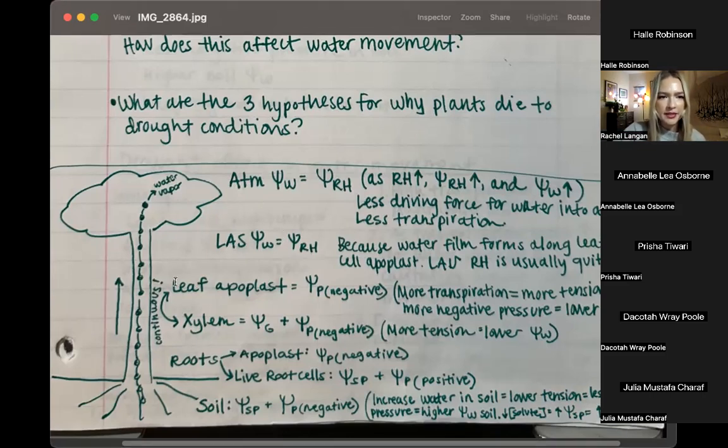Okay, so the next place is the leaf apoplast, which is like the leaf cell wall. And the only factor that influences it is negative pressure.